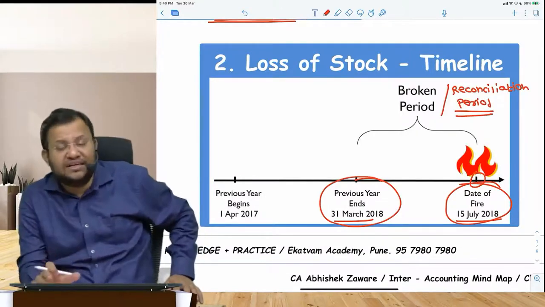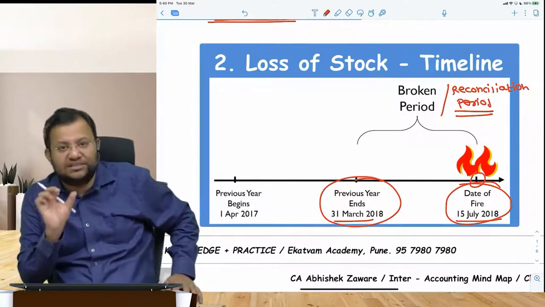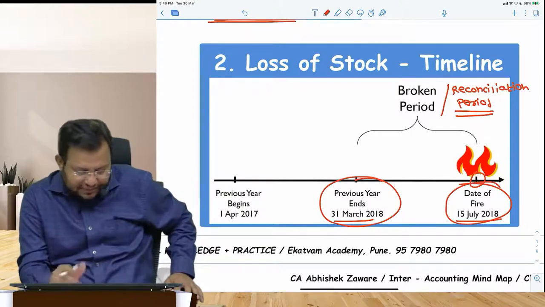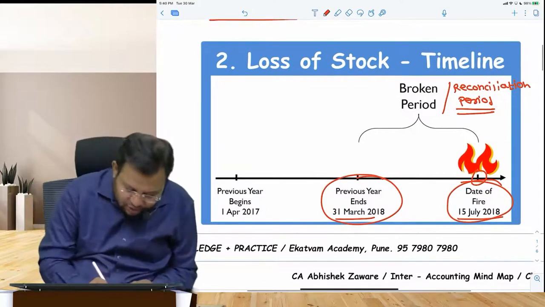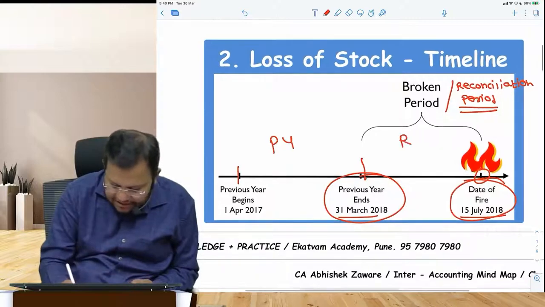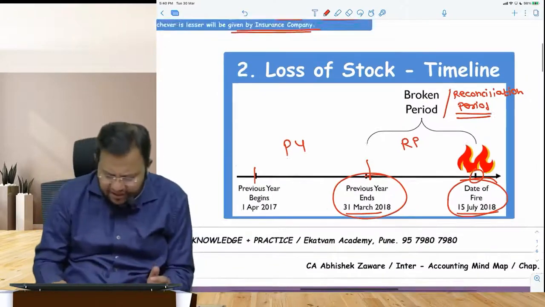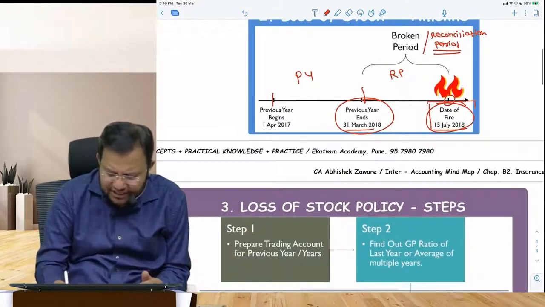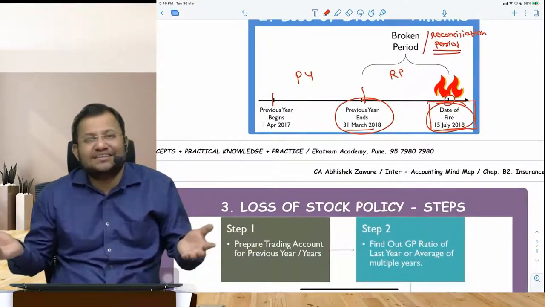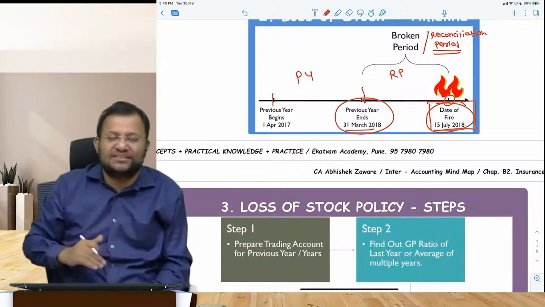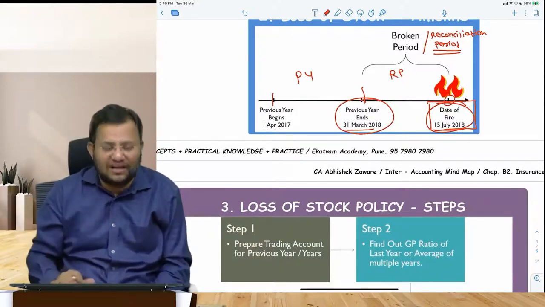So for that reconciliation period, whatever transactions have taken place, you have to identify those transactions appropriately. So you have to have previous accounting year and you have to have reconciliation period or a broken period. So calculating the stock at the time of 15 July is what is important. It is nothing but inventory reconciliation statement. But instead of preparing a statement, we follow a flow of accounts.